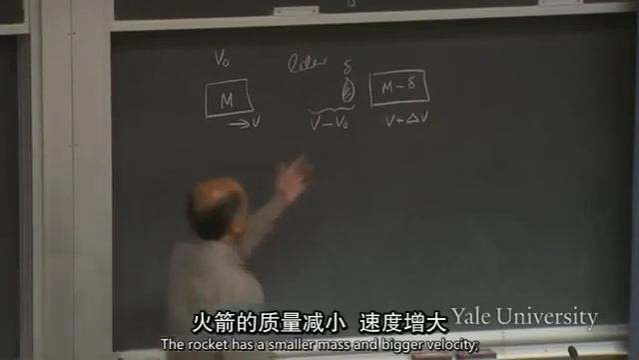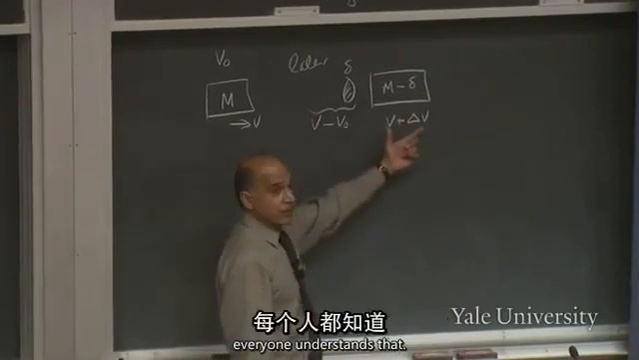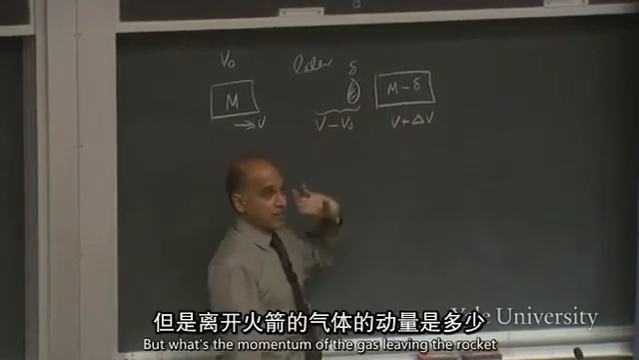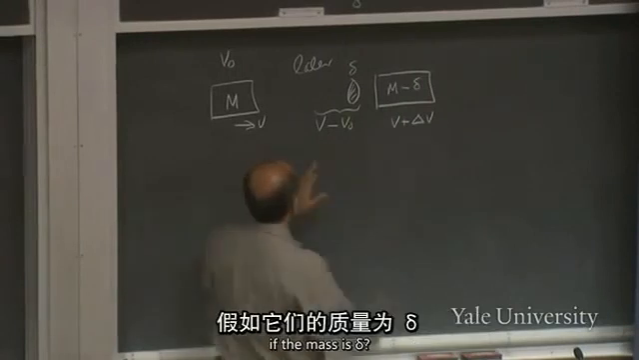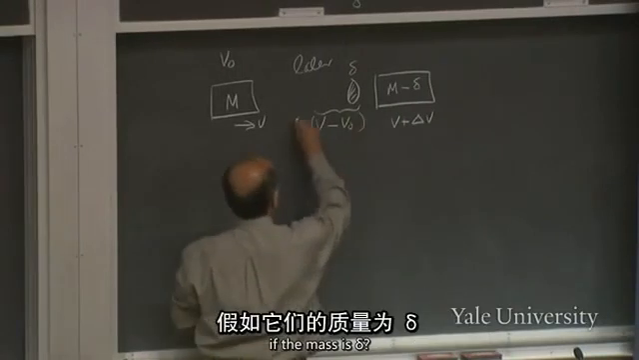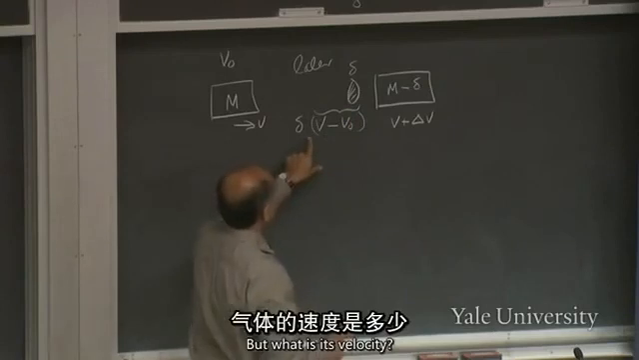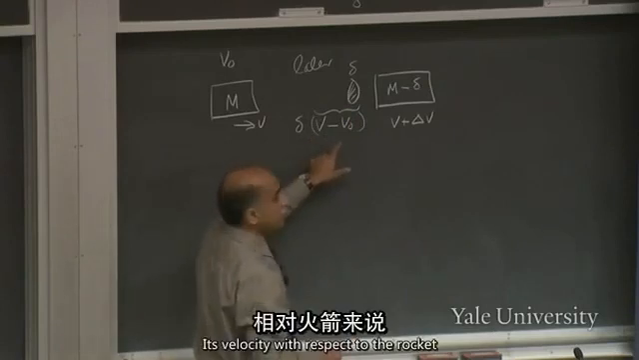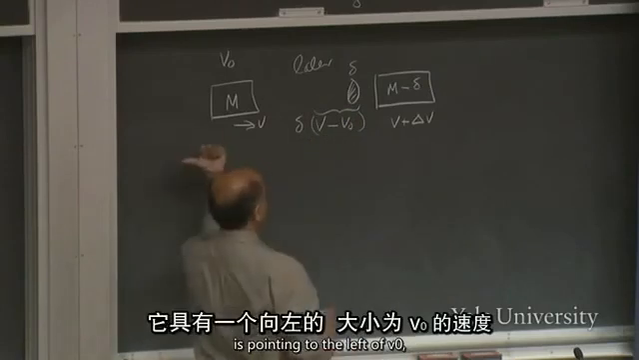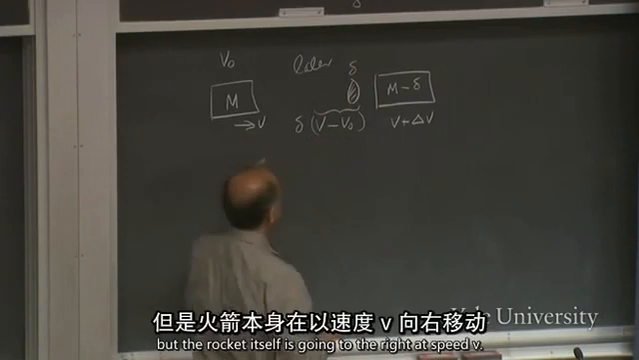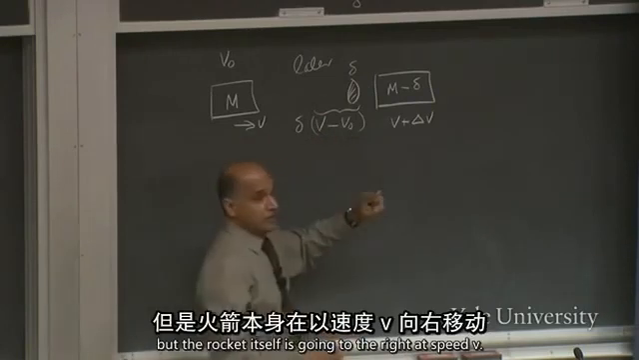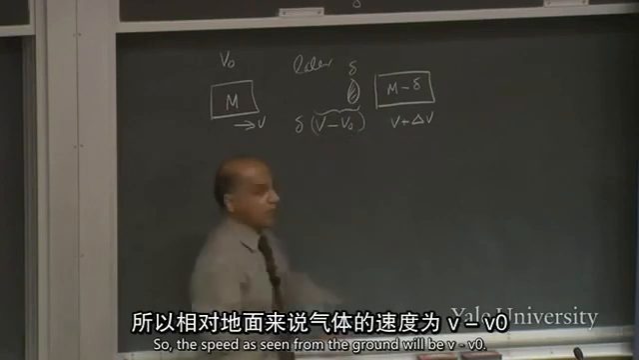Rocket has a smaller mass and bigger velocity. Everyone understands that. But what's the momentum of the gas leaving the rocket? It's the mass delta. But what is its velocity? Its velocity with respect to the rocket is pointing to the left at v0. But the rocket itself is going to the right at speed v. So the speed as seen from the ground will be v minus v0.